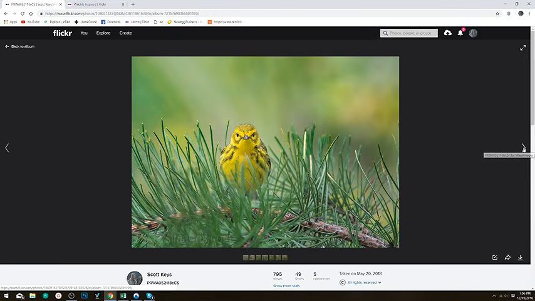All right, more songbirds. So there's a set of prairie warblers. Now, prairie warblers typically like dense habitat.